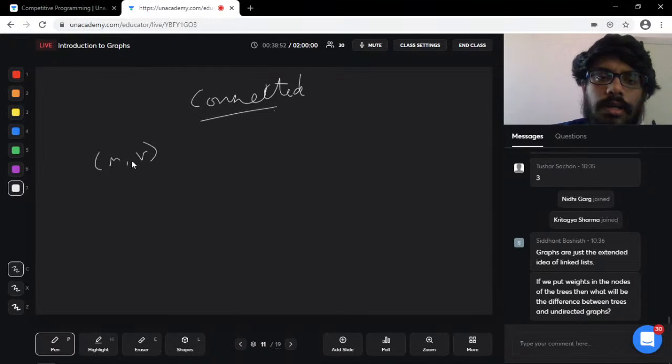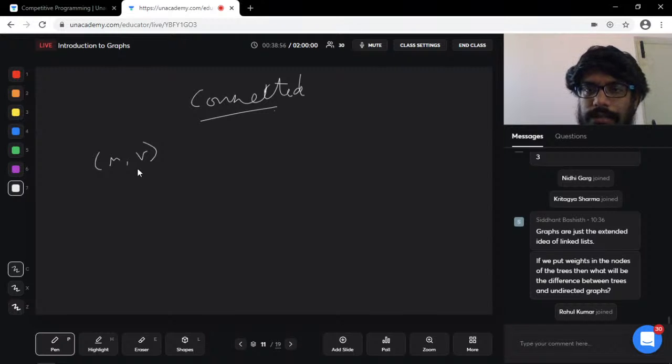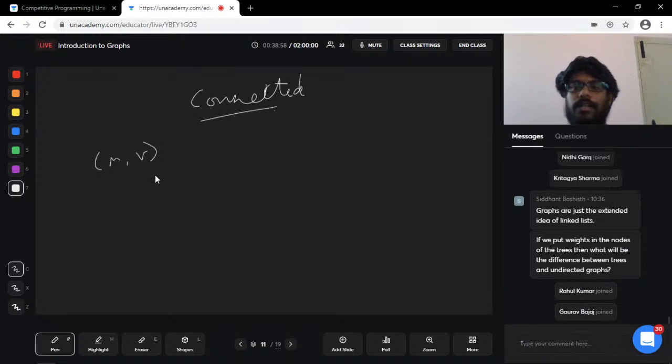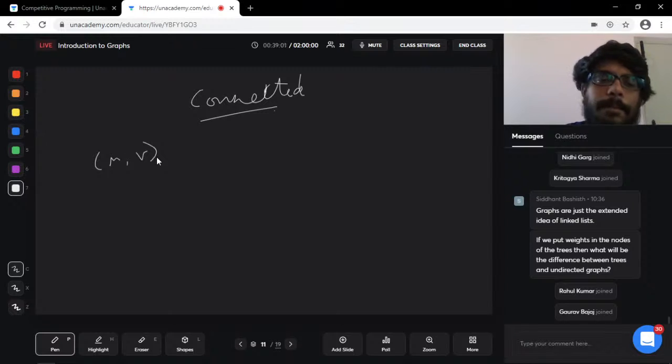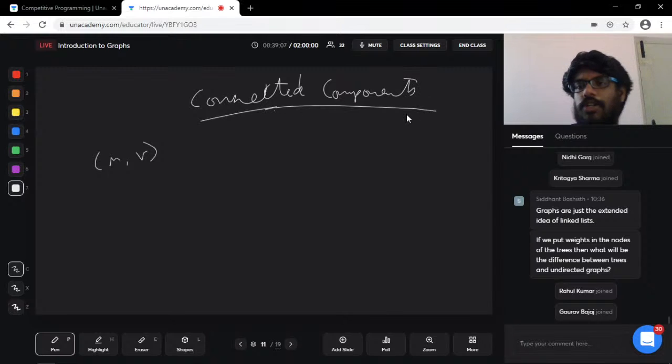Okay. So coming to connectedness, we talked about connectedness of two vertices. U and V we said are connected if there is a path between them. Now we'll talk about connected components. What does a connected component mean? So let's take some example.